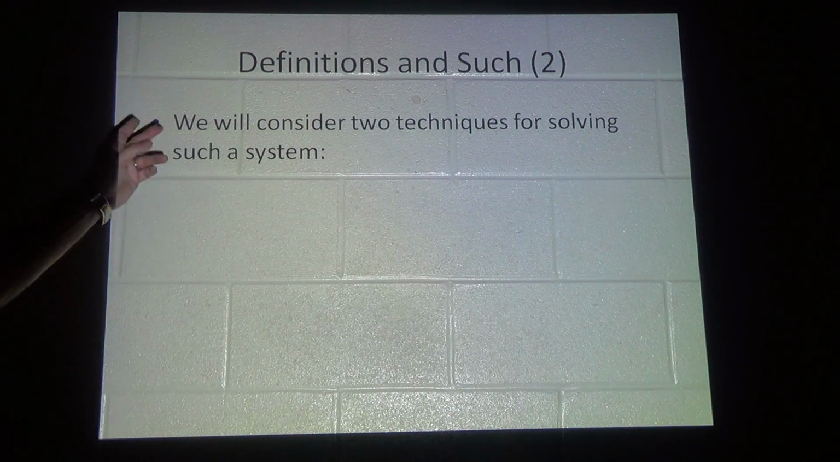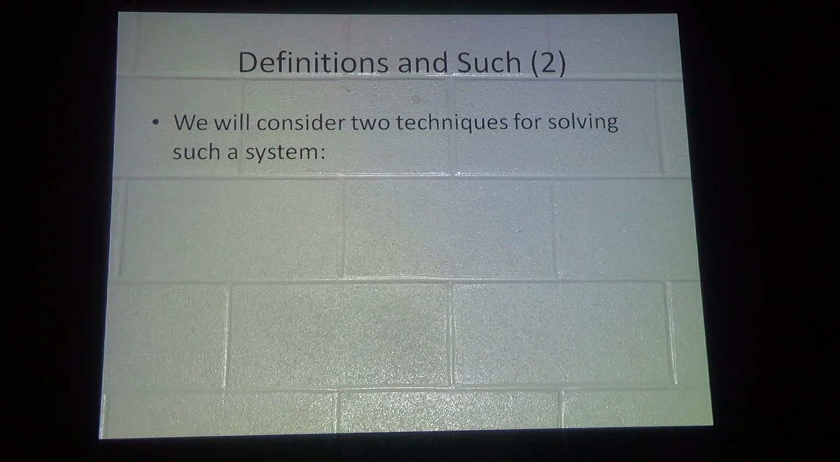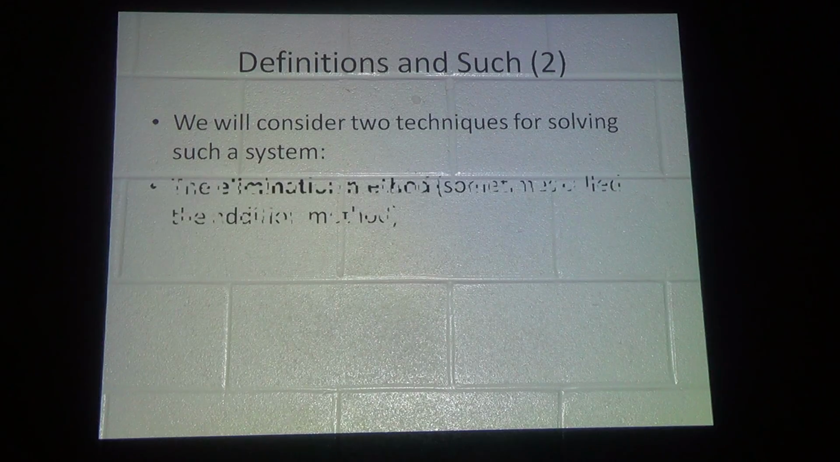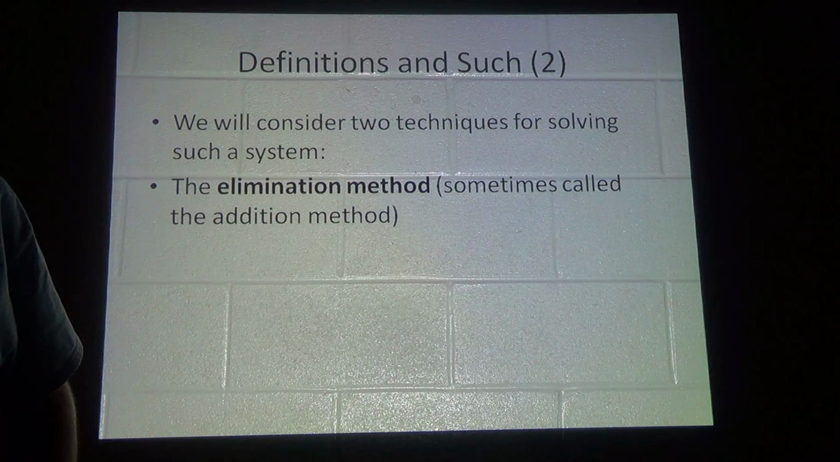Second set of definitions is this. We will consider two techniques for solving such a system in this lesson. The first one is the elimination method, sometimes called the addition method, because what you end up doing is adding the two equations together. Once you add them together, that gives you a solution for one of the variables. You take that and place it into the other equation, and it will give you the other variable.